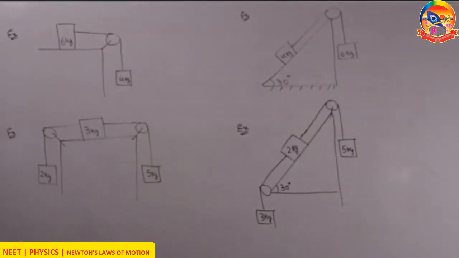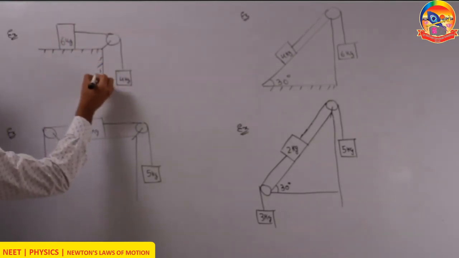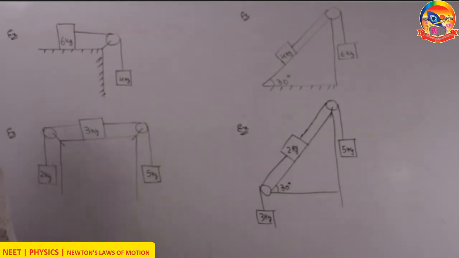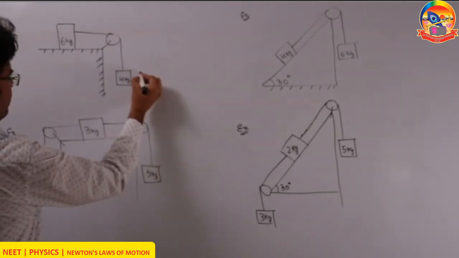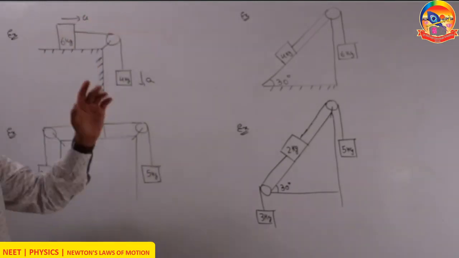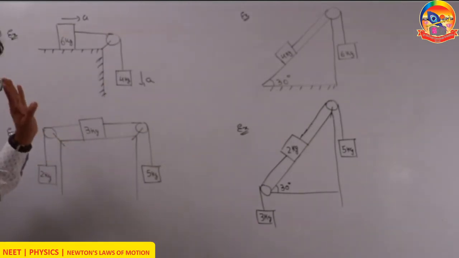The first case, you have this horizontal surface over which a block of mass 6 kg is placed and a block of mass 4 kg hangs from the side. Question is, what will be the acceleration if the 4 kg has downward acceleration A and 6 kg has acceleration A towards right? And second, what will be the tension in the string? We won't raise a pen to answer these types of questions.